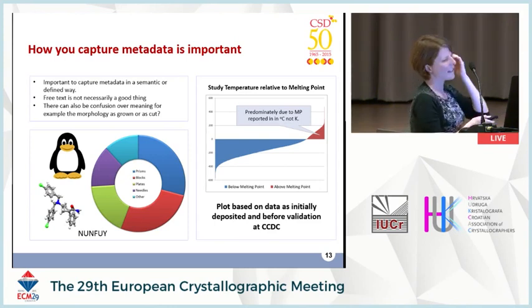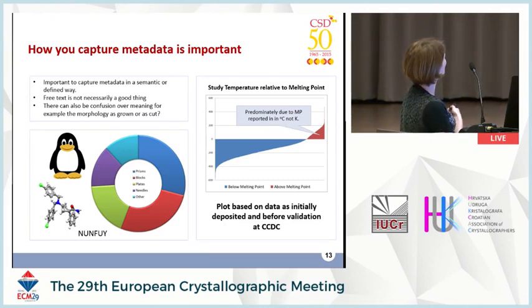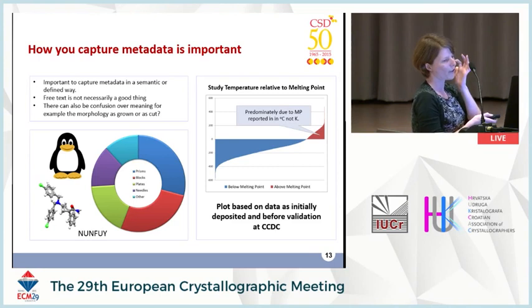Sometimes it's hard to know what the metadata is actually referring to as well. So if we look at morphology again, sometimes we don't know whether the crystallographer is reporting the morphology of the grown crystal or the crystal as it was cut and put on the diffractometer. I think manually entering information also means that sometimes the depositor doesn't always get things right. So when we look at CIFs deposited at CCDC, in some cases we see that the melting point is actually lower than the study temperature of the diffraction experiment. And when we looked at this further, we saw that it was predominantly due to people putting in the melting point of their crystal in Celsius and not Kelvin, so the wrong units.